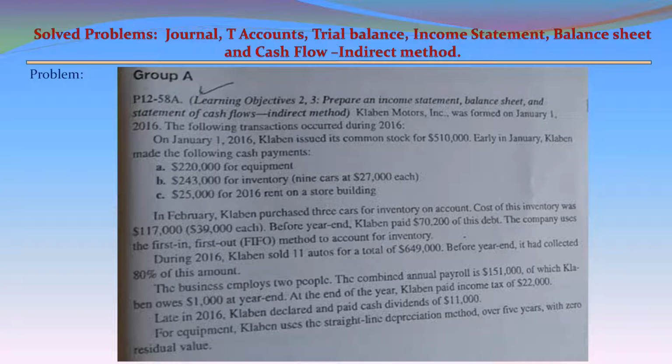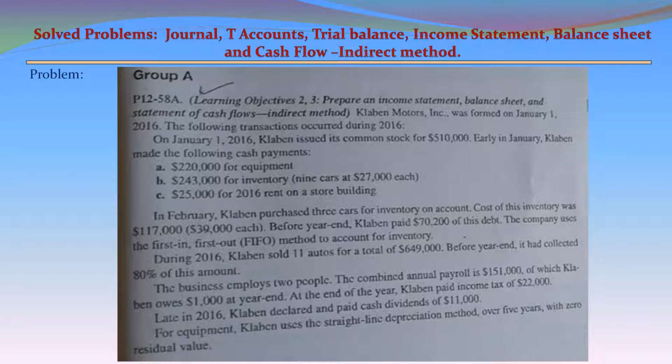In February, Klaban purchased 3 cars for inventory on account. Cost of this inventory was $117,000 at $39,000 each. Before year end, Klaban paid $70,200 of its debt. The company uses the first in first out method to account for inventory.